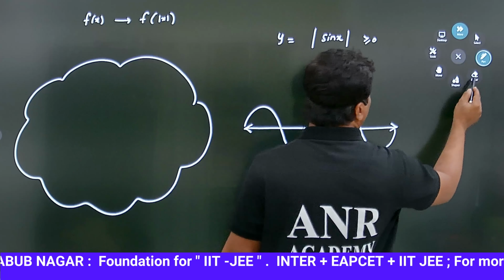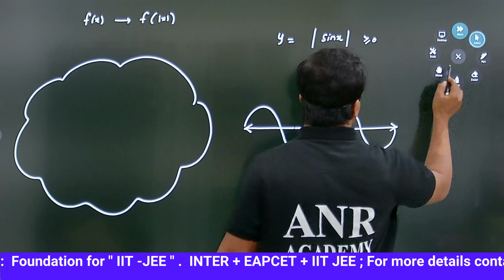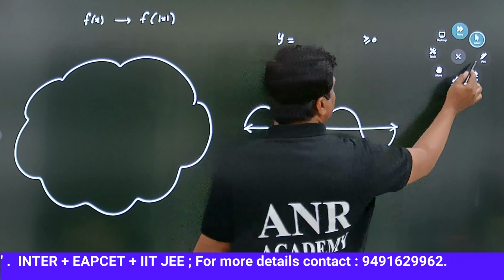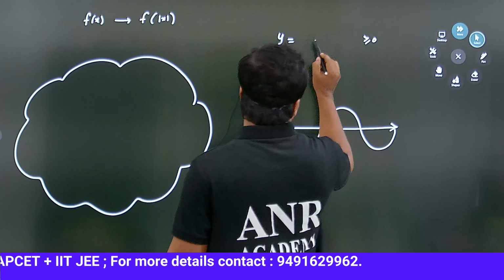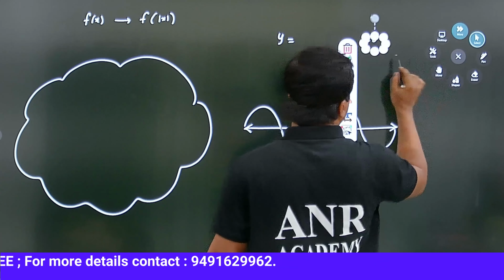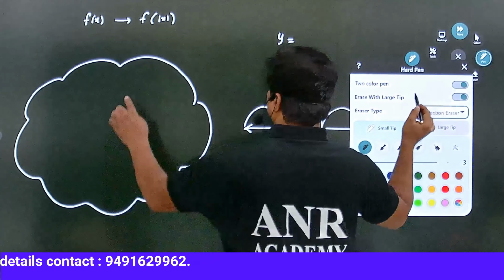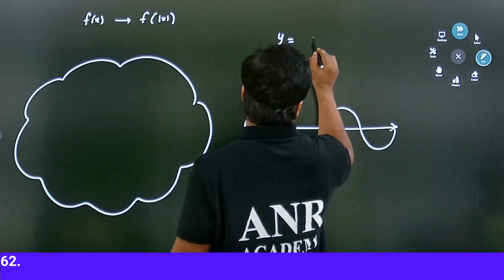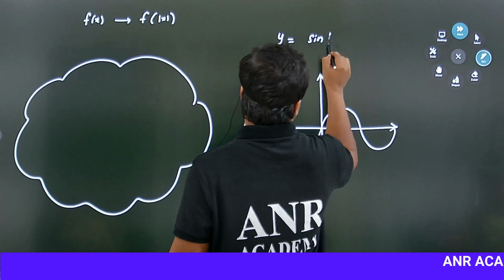I am going to select the function as sin of mod x here, not modulus sin x. It should be sin of mod x. Why? Because you have f of mod x, that is sin of mod x.